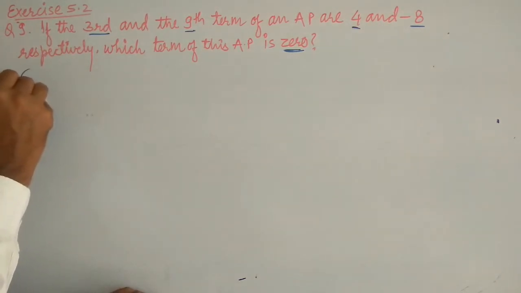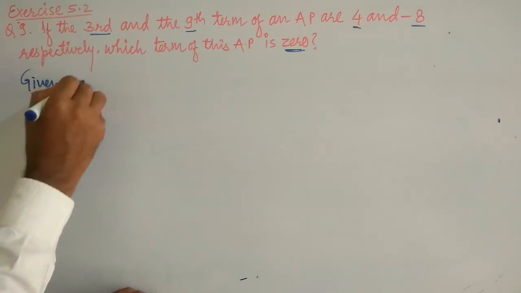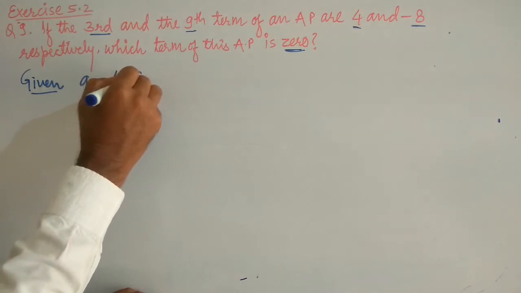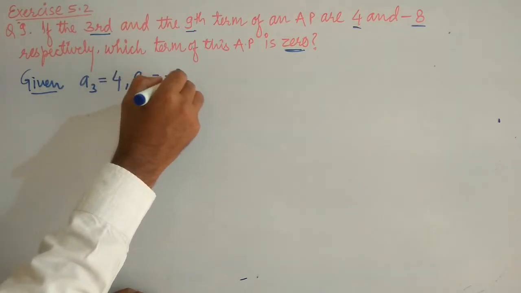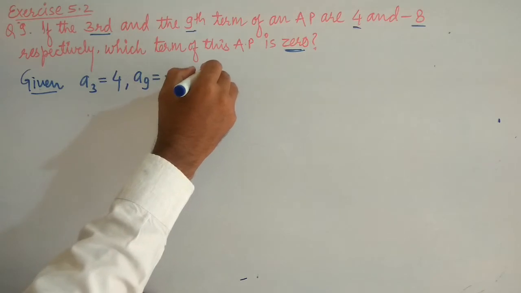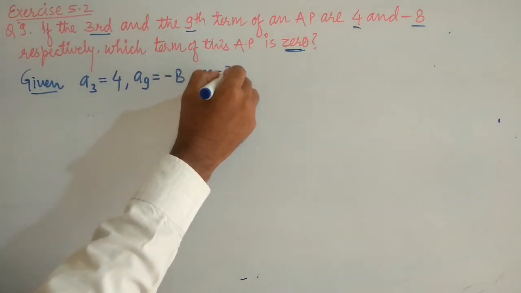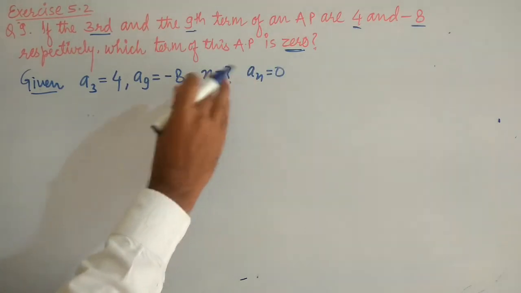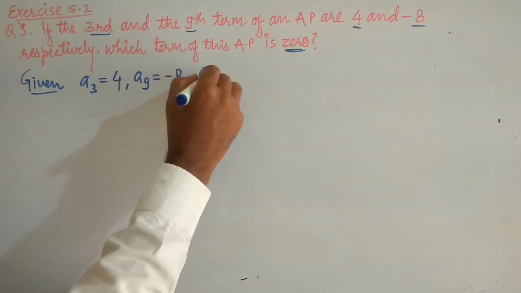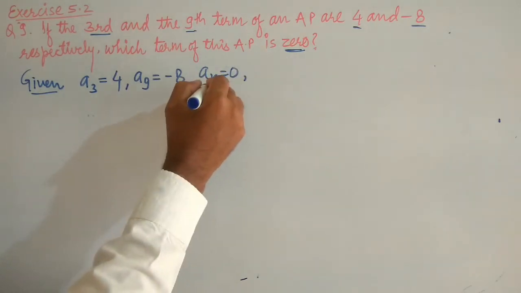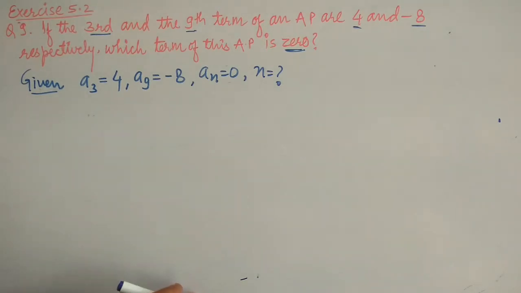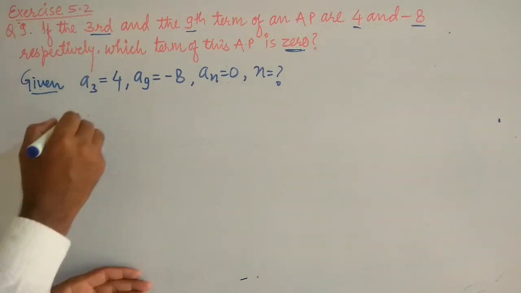So what is given here? Third term means A3. A3 is given, that is 4. A9 is given, that is minus 8. We have to find out n, if an is equal to 0. It is given that an is equal to 0. Means one of the terms is 0. So which term is 0? We have to find out the number of that term, what position it will be, what its number will be.